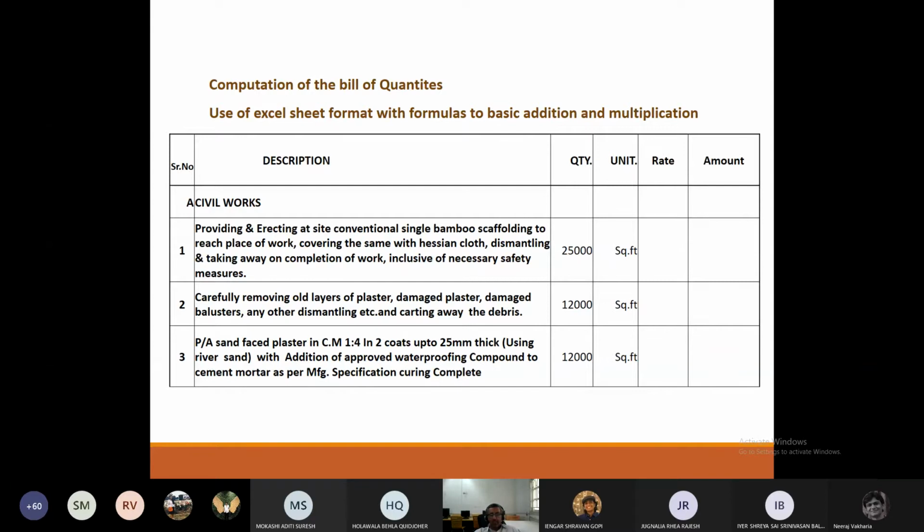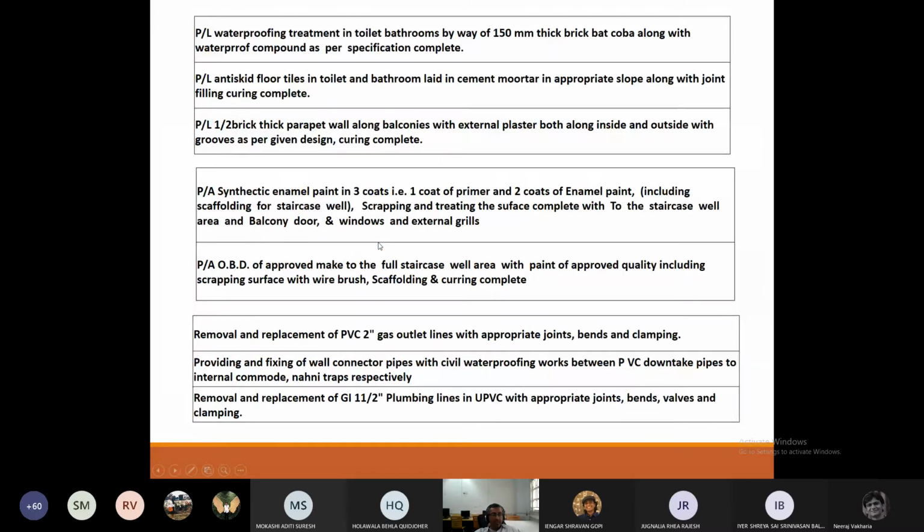Usually the specifications are done using what are called Excel sheets. We usually work with Excel sheets, and we usually deal with each of these items. We usually segregate the items. Like if you see here, these are plumbing works. If you see here, these are painting works. If you see here, these are civil works that are there.